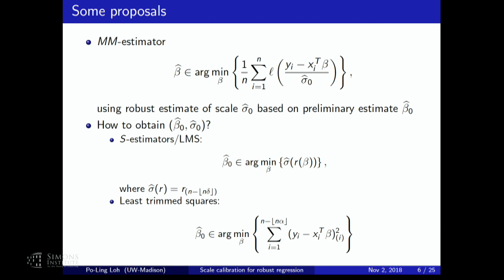Because remember, sigma is not the scale of your x's. It's not the scale of your y's. It's the scale of your epsilons. These are your residuals. And if you don't have a good estimate of the regression parameter, then how are you going to get a good estimate of the residuals?